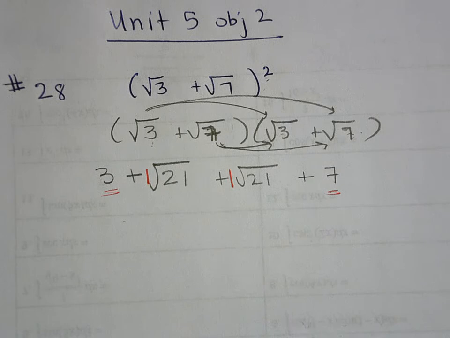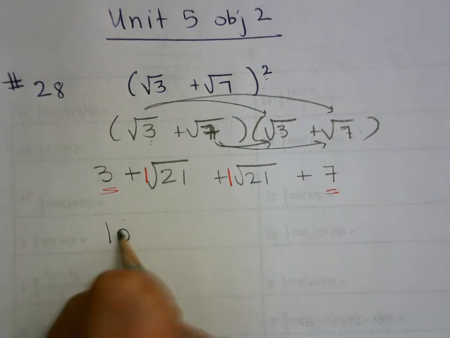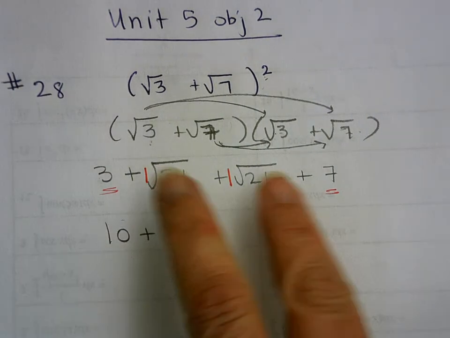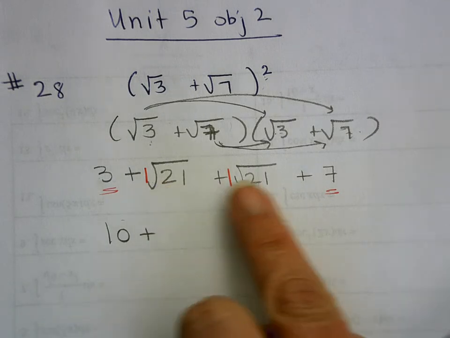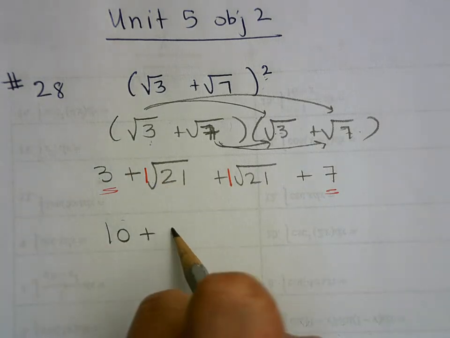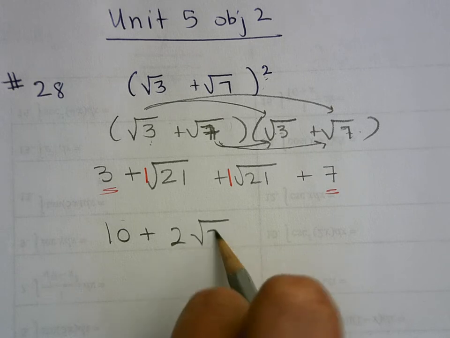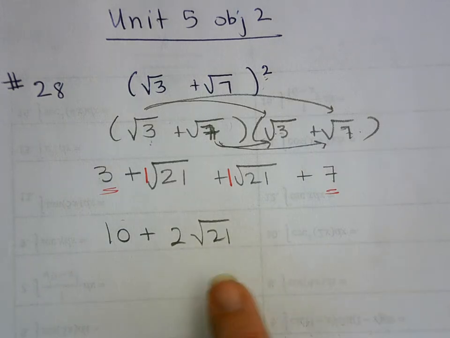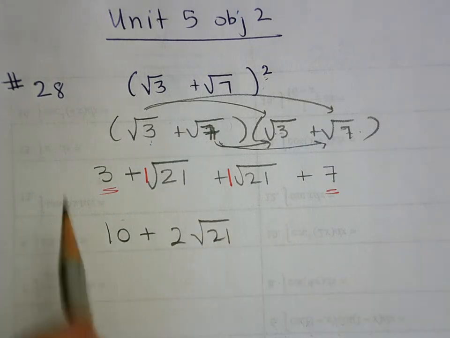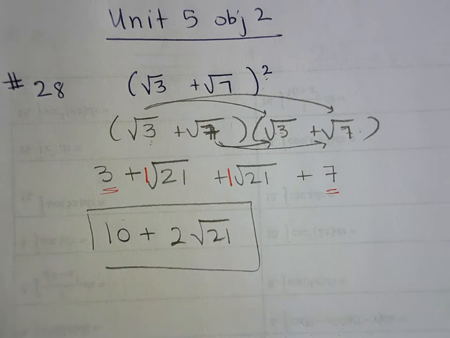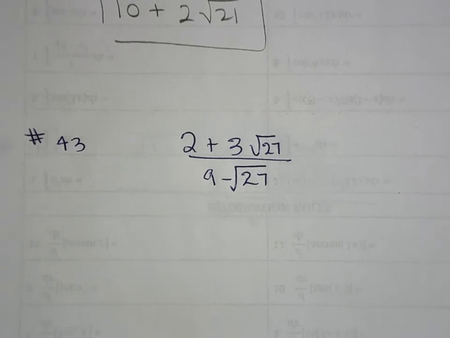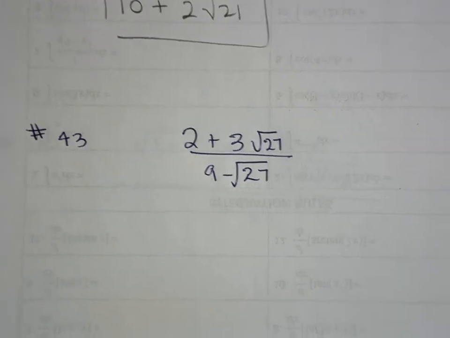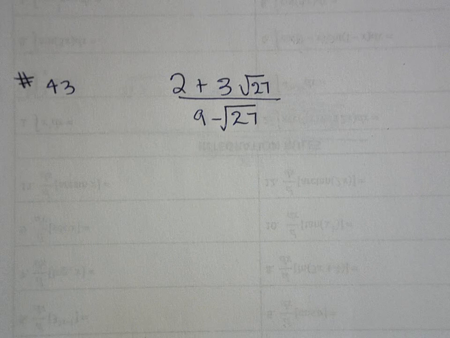So 3 plus 7 is 10. And then I can add my radicals together because they're both square root of 21. So 1 square root of 21 plus 1 square root of 21 just gives me 2 root 21, and 21 won't simplify, so that is my answer. Okay, all right, and then for number 43, for this one here, we want to rationalize the denominator.